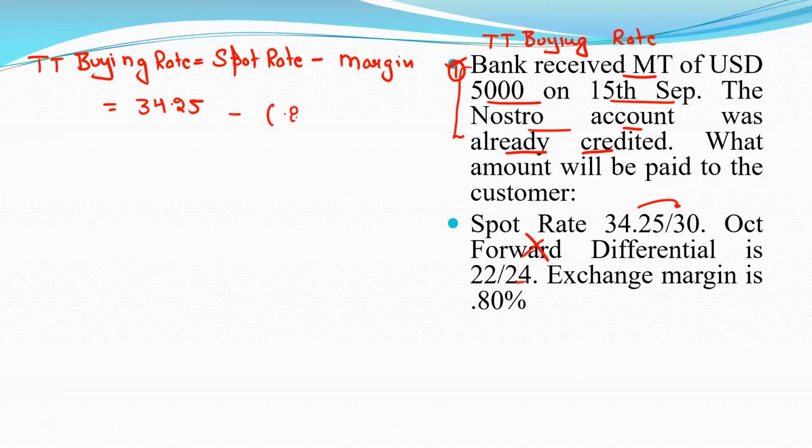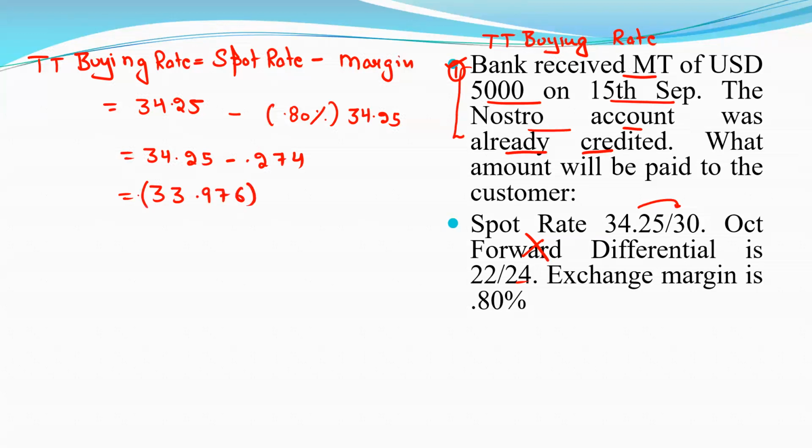The margin to be subtracted is 0.80% of 34.25. So this comes out to be 34.25 minus 0.274, and the correct answer is 33.976. This is the TT buying rate, and now we have to find what amount we have to pay.